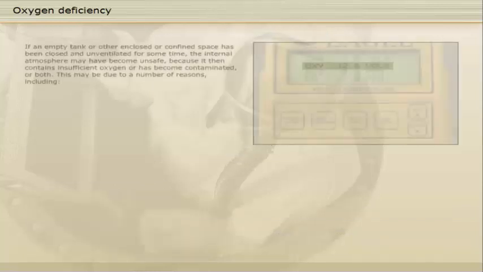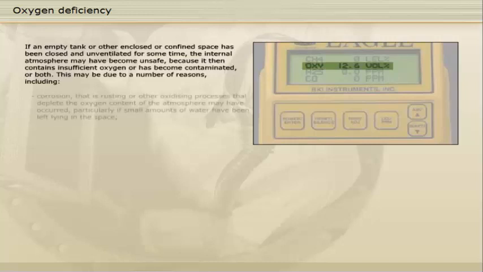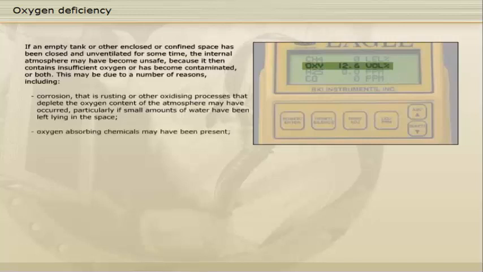If an empty tank or other enclosed or confined space has been closed and unventilated for some time, the internal atmosphere may have become unsafe, because it then contains insufficient oxygen, or has become contaminated, or both. This may be due to a number of reasons, including corrosion, that is, rusting or other oxidizing processes that deplete the oxygen content of the atmosphere, particularly if small amounts of water have been left lying in the space. Oxygen-absorbing chemicals may have been present.